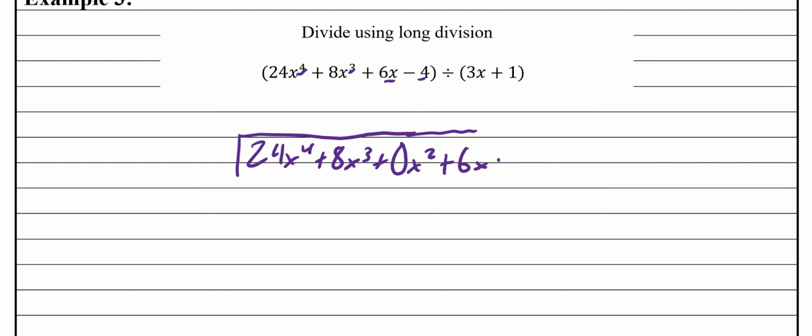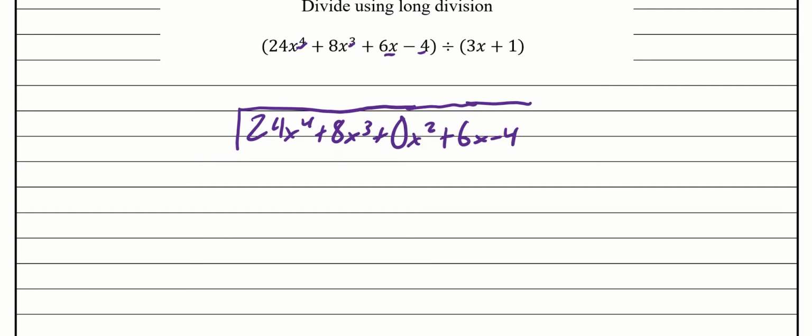So in this case, I'm going to write in here 24x to the fourth plus 8x to the third plus 0x squared, and then plus 6x minus 4. Because that value is still there, it is a 0, but it is there, and so we need to make sure that we catch that in order when we're dividing. And I'll show you how that comes up in this case. Okay, and our divisor is on the outside, so that's 3x plus 1.